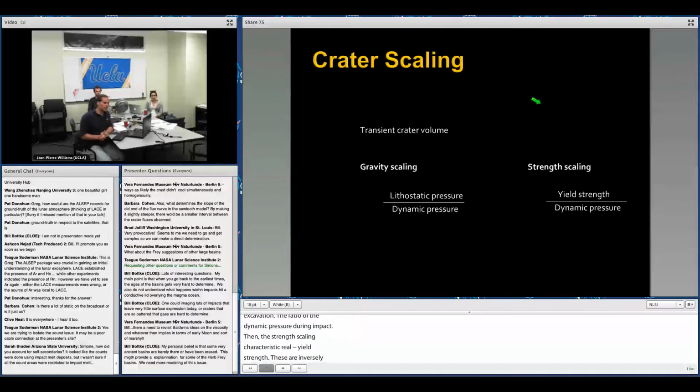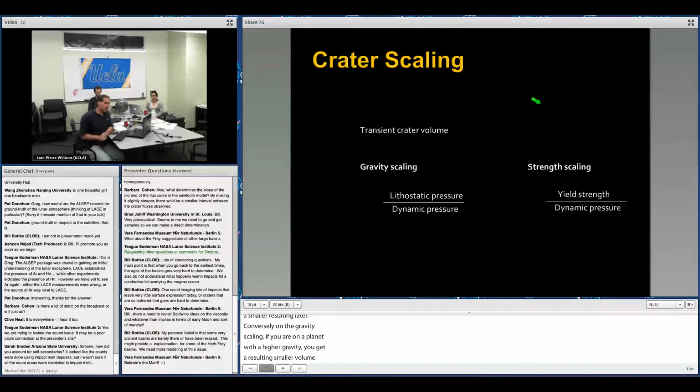So if you increase the yield strength of your target material, you get a smaller resulting crater. Conversely, on the gravity scaling, if you're on a planet with a higher gravity, you get a smaller resulting volume for a given impact. The lithostatic pressure is the target density times gravity times some characteristic depth, which is taken here to be the radius of the impactor. Since this depends on the impactor size, the smaller the impact, the less important gravity scaling becomes, and you reach a point where the strength scaling begins to dominate. So, as you would predict, at smaller sizes the target material properties become more important.